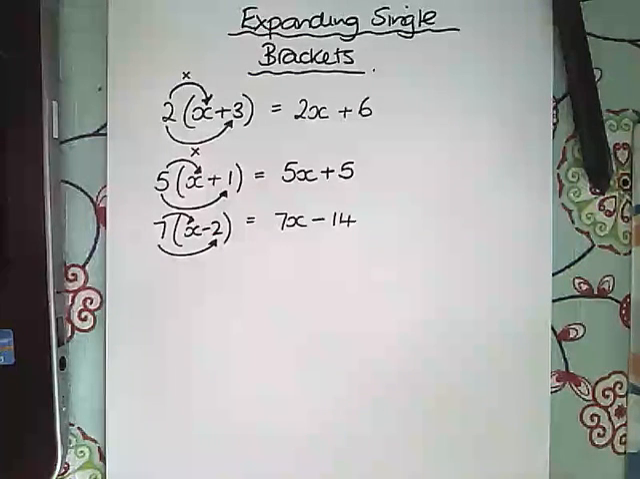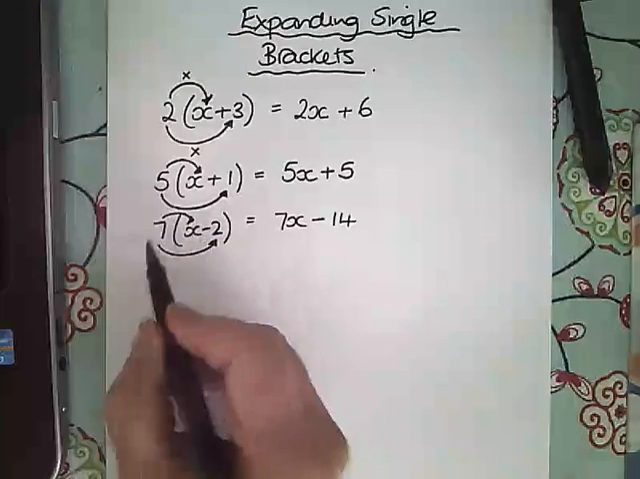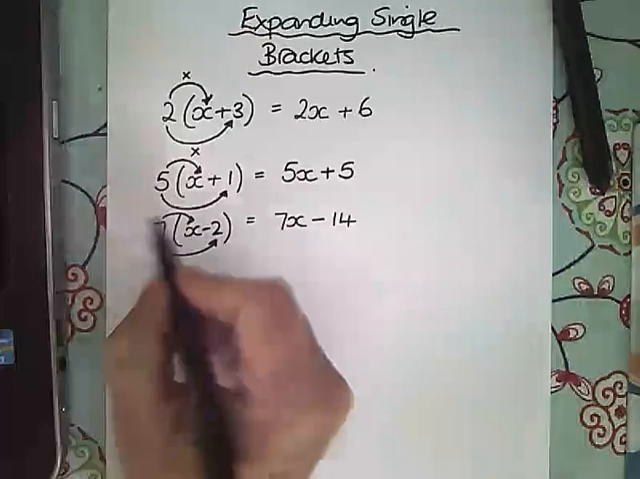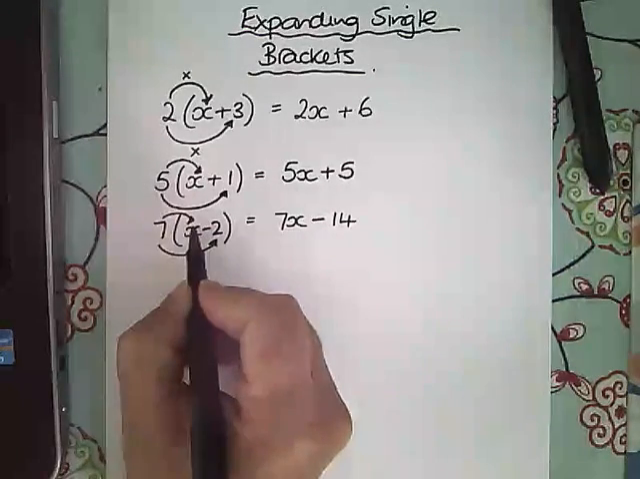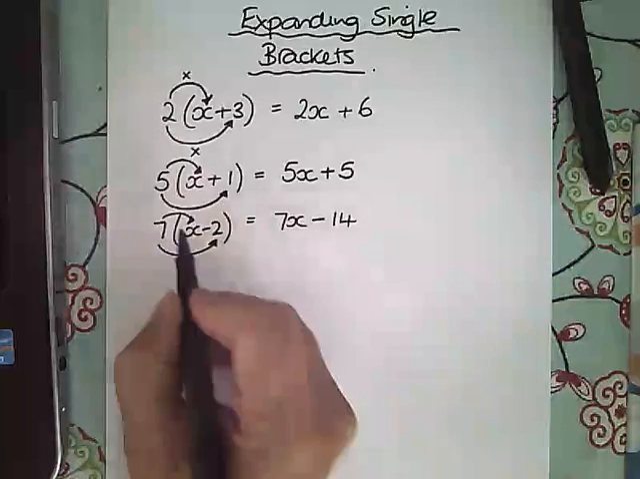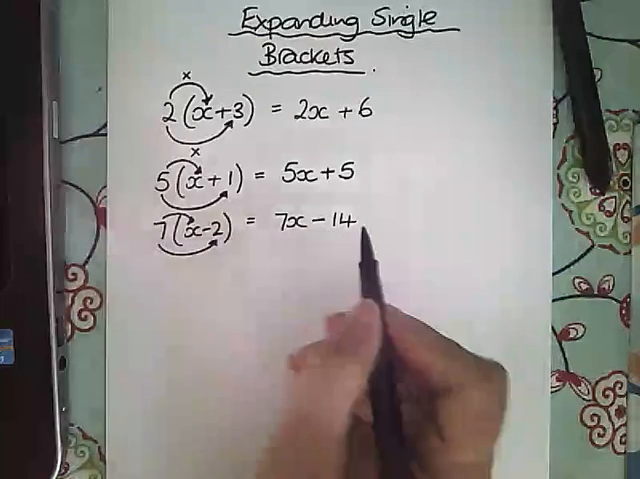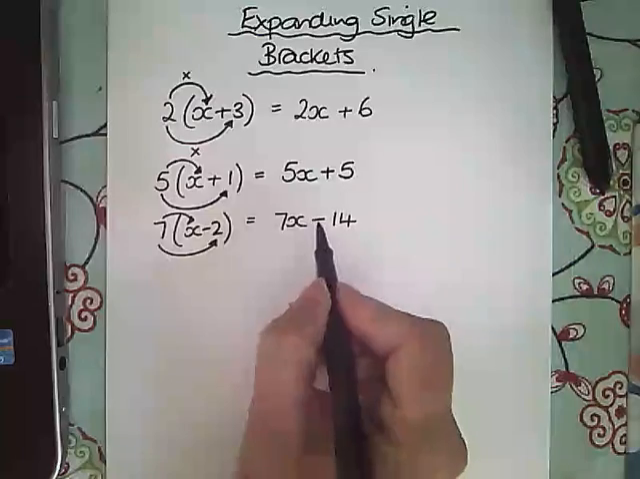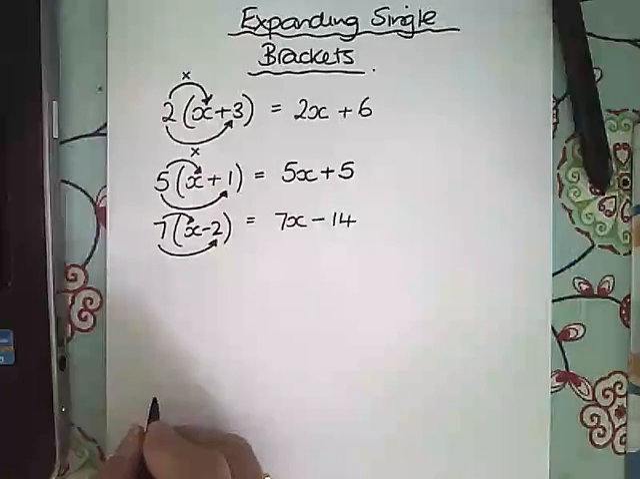Did you notice that as I was doing this, I did it one at a time? I didn't draw both arrows in and then go back and do it. I did the 7 times the x and wrote that down, and then the 7 times the 2 and wrote that down, and then put the sign back in the middle.